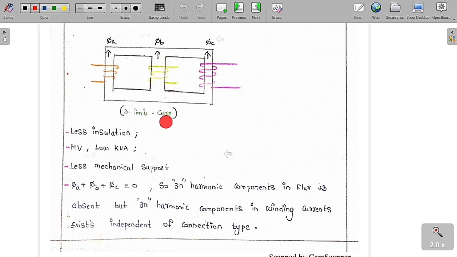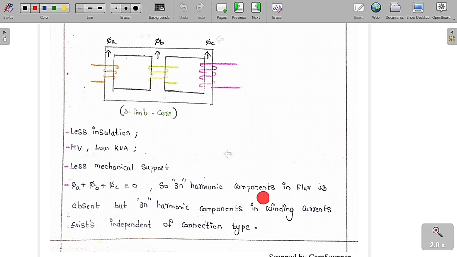So this 3-limb core will have less insulation. It needs very little insulation, it is used for high voltage with a low kVA rating, and less mechanical support is also needed. And if you see clearly, ΦA plus ΦB plus ΦC is equal to 0.